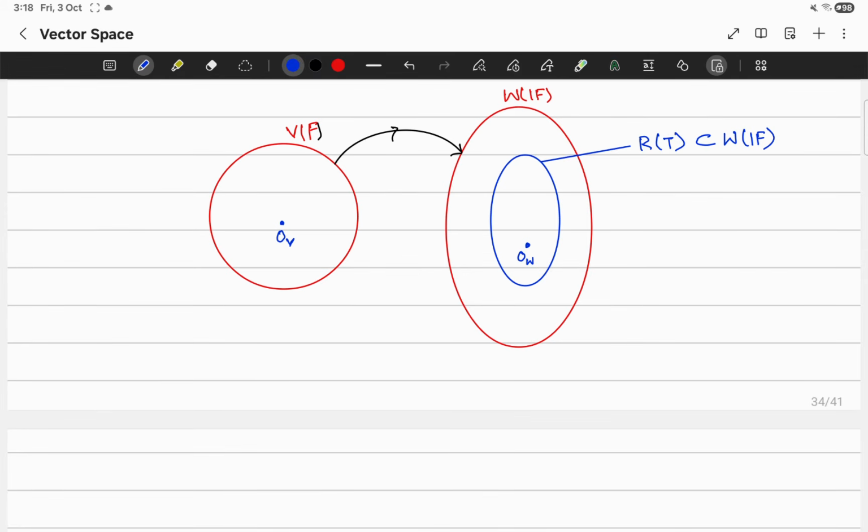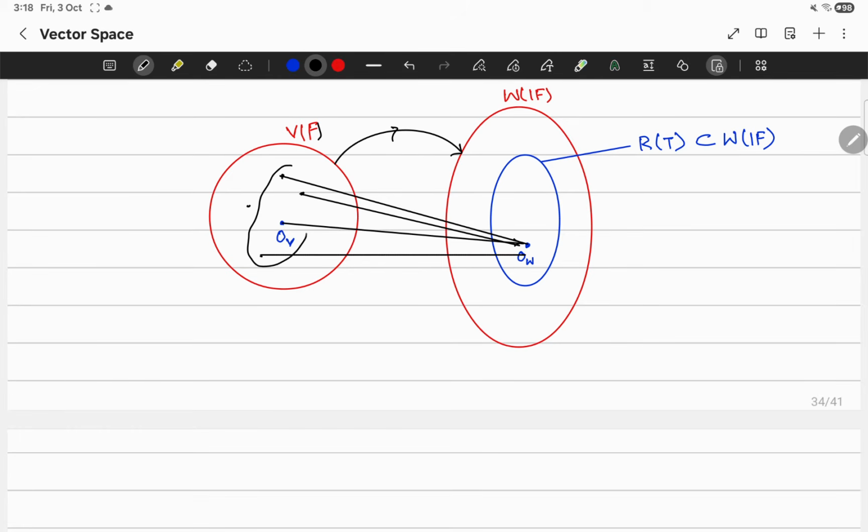So here, there are many elements in the V over F which are going, and as T is a linear transformation, the 0 will map to the 0, and there are many other vectors which are mapping to the 0 vector. These vectors which map to the 0 are called the kernel of T, and you can see that it is a subset of your vector space, that is the domain.